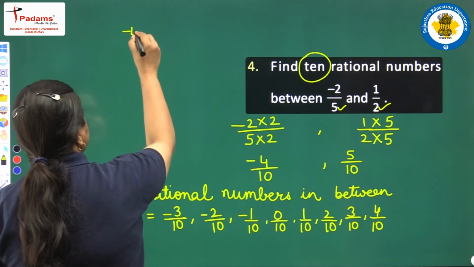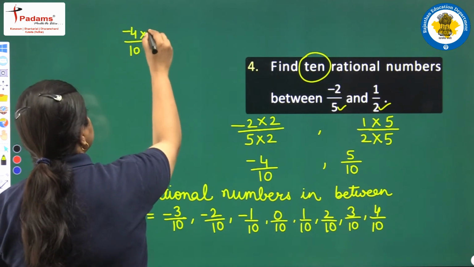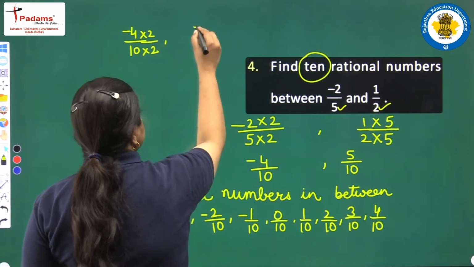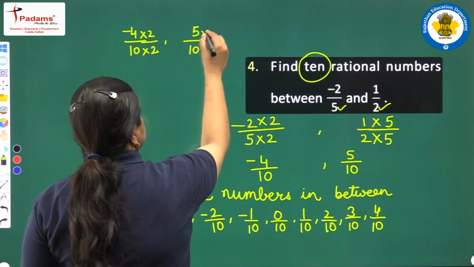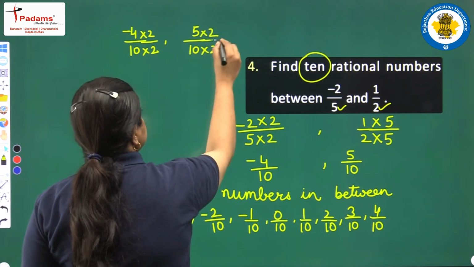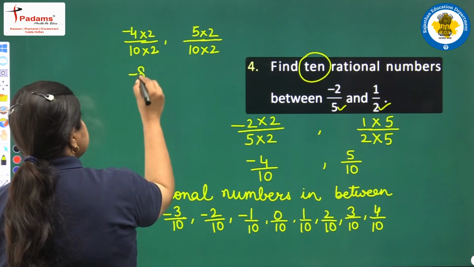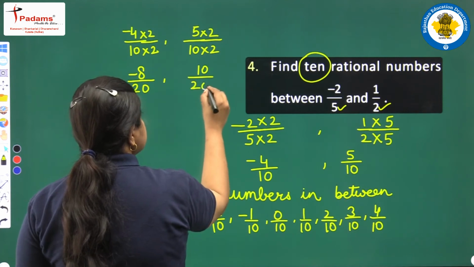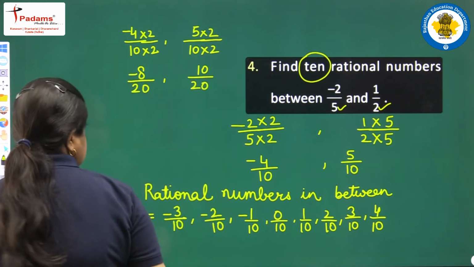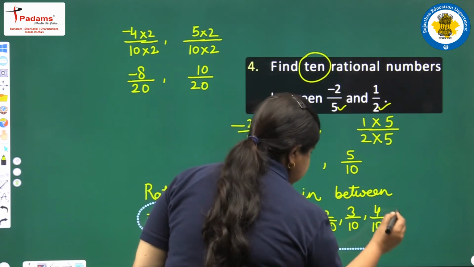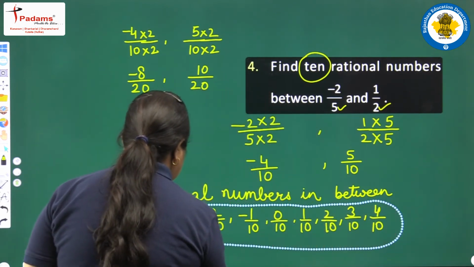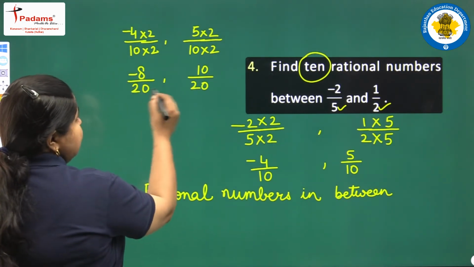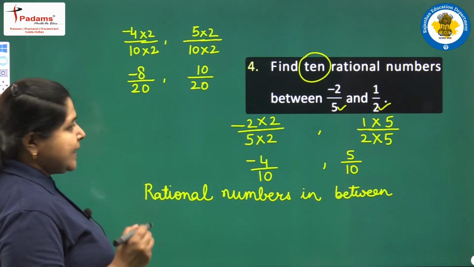Let us multiply both these numbers by 2. Then in numerator as well as denominator we will get 2 into 2. This will give us -8 upon 20 and 5 2s are 10 upon 20. Now, let us remove this answer because it is not helping us here, and we write a new answer. We have the numbers -8 by 20 and 10 by 20.